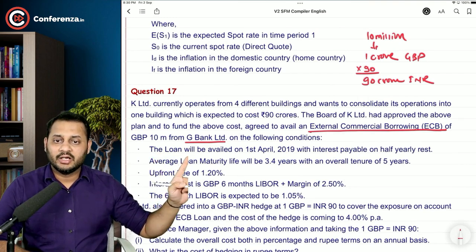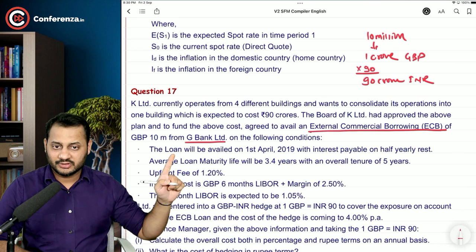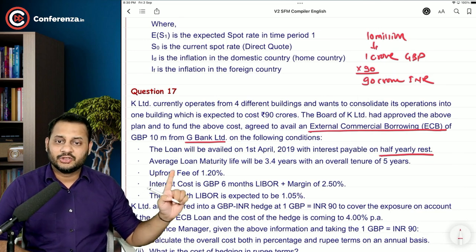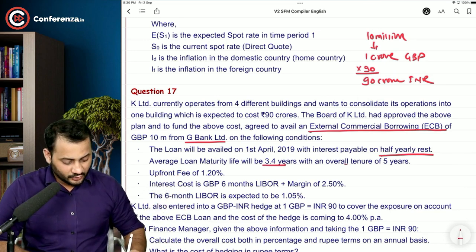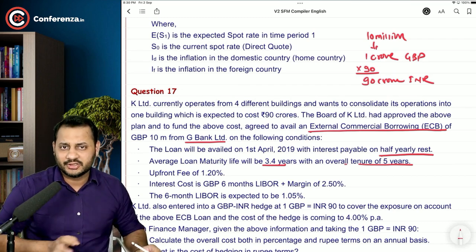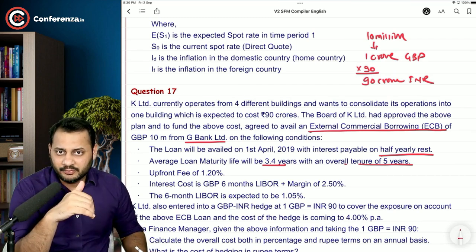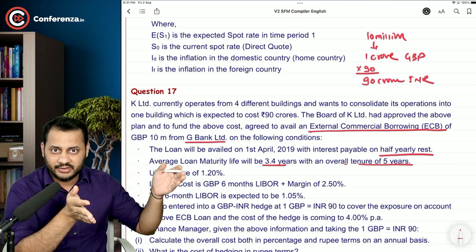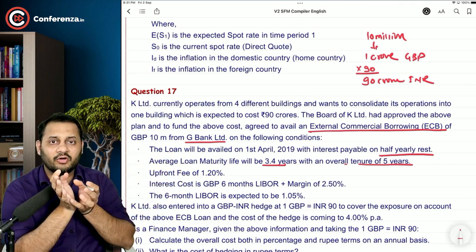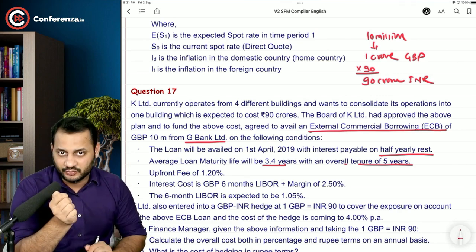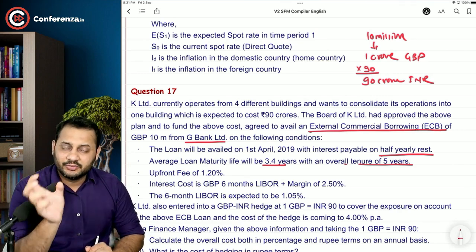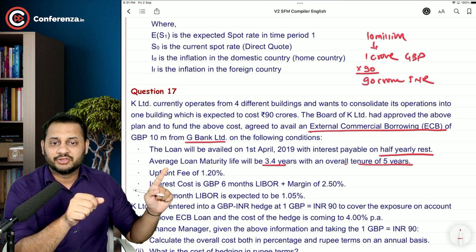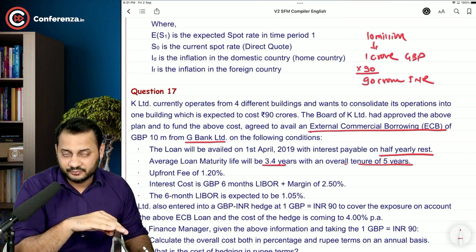Now, the loan will be availed on 1st April 2019 with interest payable half yearly rest. Average loan maturity life is 3.4 years with an overall tenure of 5 years. Now, this is very important to understand. Half yearly interest has to be payable, first of all. Second, in this question, if you calculate the half year interest payments and then you want to calculate the present value of all the interest payments, you will need to discount all the cash flows. But instead of doing that, the question has given us an alternative approach. You can take the average loan maturity as 3.4 years, full years.